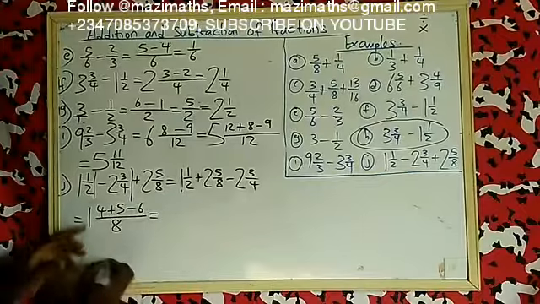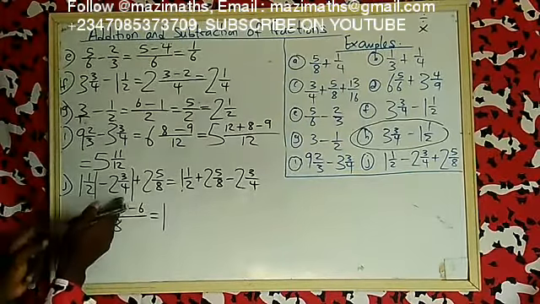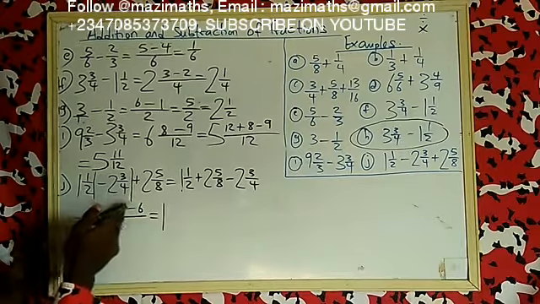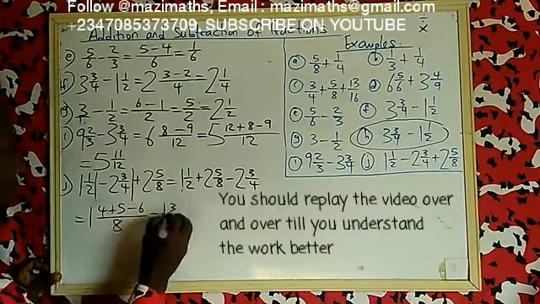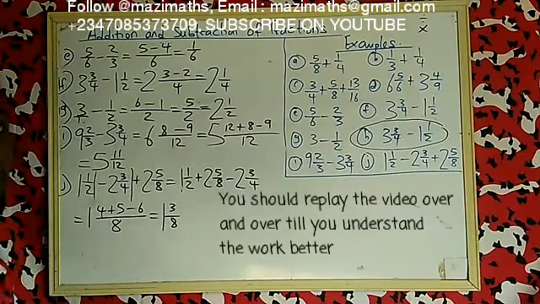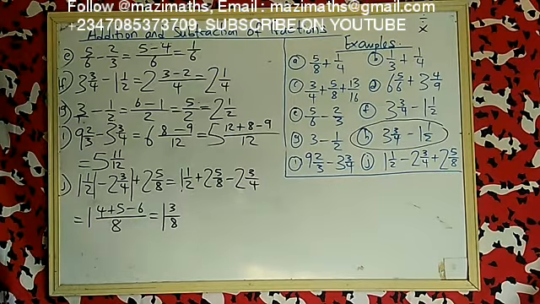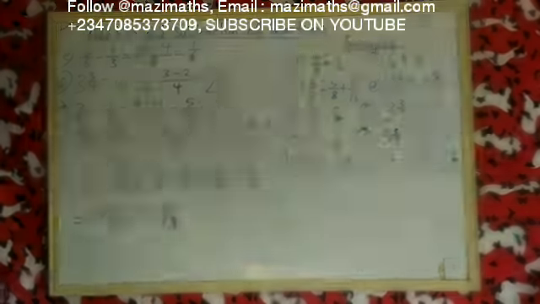Okay, now let's go. This whole number will not change, it will still remain like that. 4 plus 5, that gives us 9. 9 minus 6, that is 3, and then over 8. So this will be your final answer to this one. So if you don't understand, all you need to do is just play back the video, replay it, go through it once, twice, thrice, and then you will understand it better. Okay, so happy solving. Thank you.